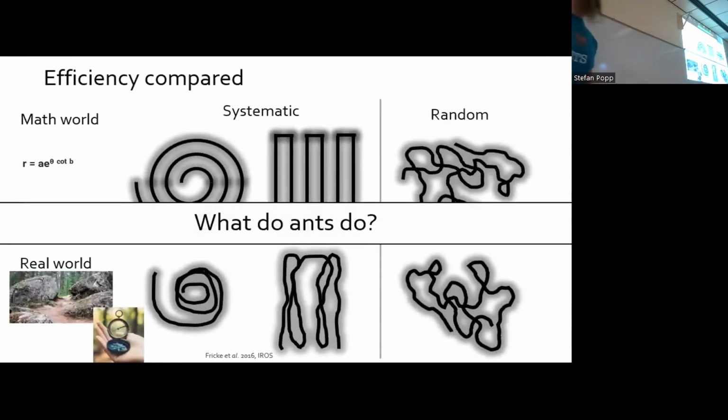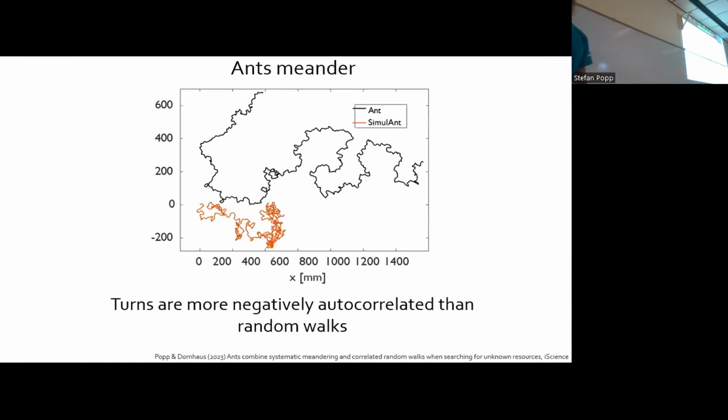All right, so coming back to the question, what do ants do? Do they search systematically or randomly? Well, I show that ants do search systematically in a meandering fashion. So the orange trail here is a random walk, and the black one is the real ant track.